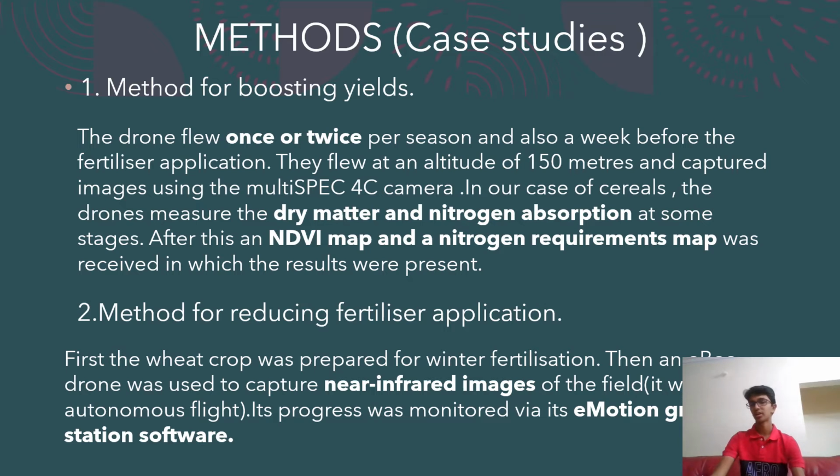Method 2, for reducing fertilizer application. First, the wheat crop was prepared for winter fertilization, then an EB drone was used to capture the near-infrared images of the field. It was an autonomous flight. Its progress was monitored via its eMotion ground station software, which tracks the progress of the drone and also gives it the map route.